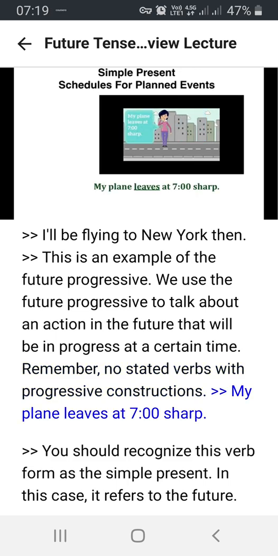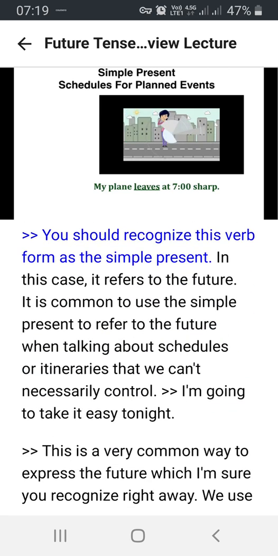My plane leaves at 7 sharp. You should recognize this verb form as the simple present. In this case, it refers to the future. It is common to use the simple present to refer to the future when talking about schedules or itineraries that we can't necessarily control.